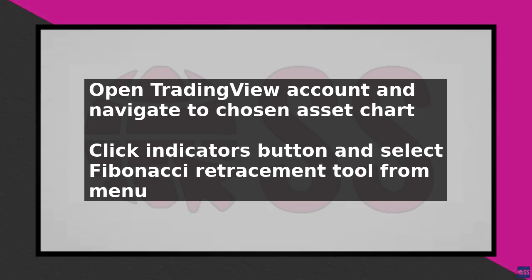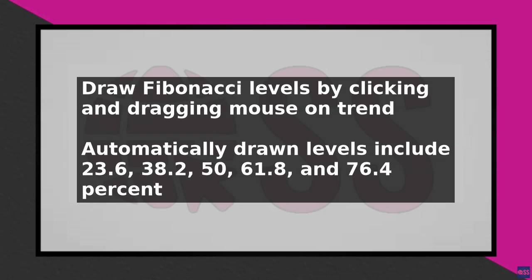Once you have selected the tool, you will need to draw the Fibonacci levels on your chart. To do this, click and drag the mouse from the lowest point to the highest point of the trend you are analyzing. The Fibonacci levels will automatically be drawn on the chart at the 23.6, 38.2, 50, 61.8, and 76.4% levels.